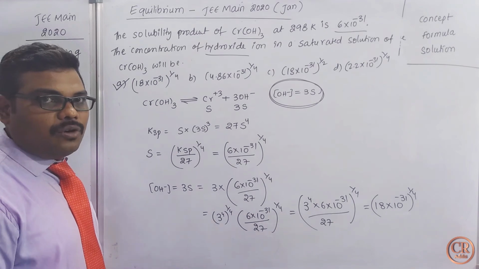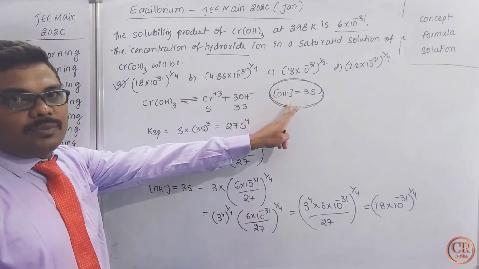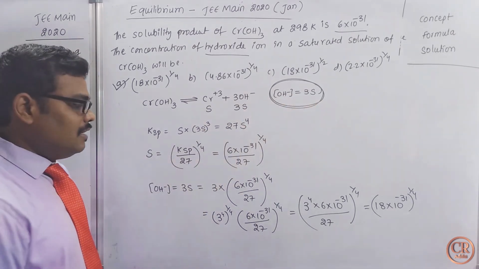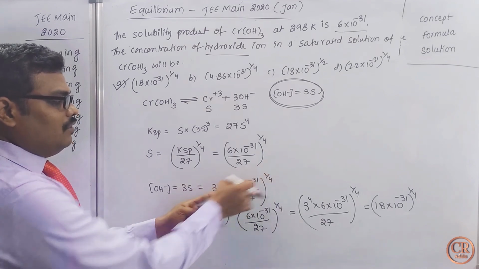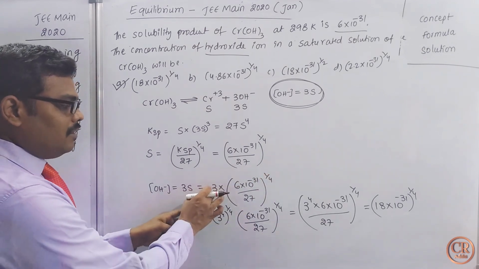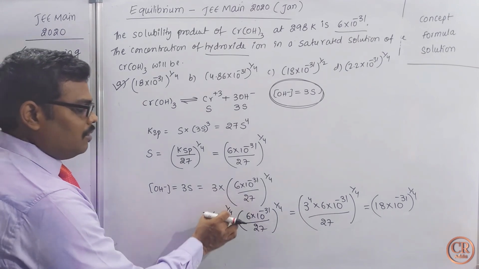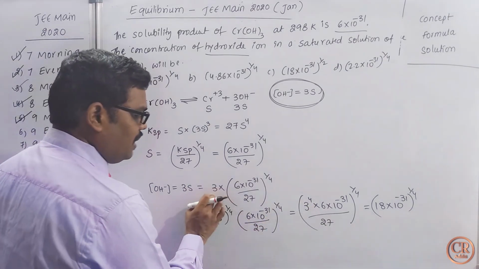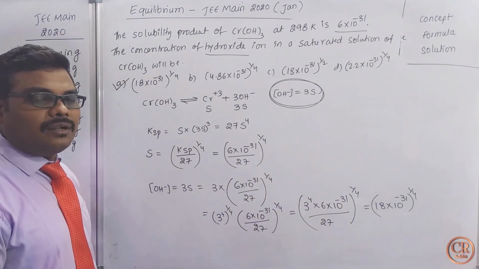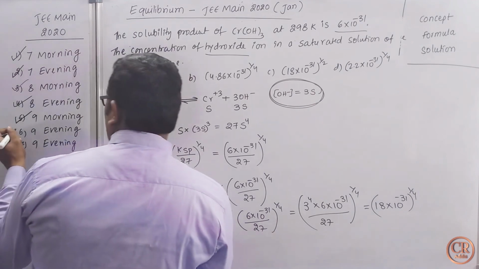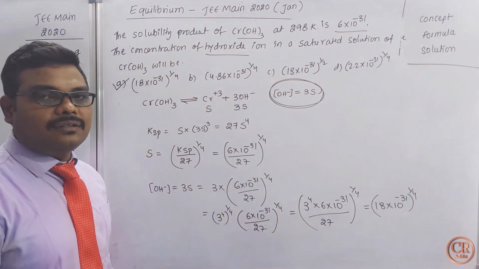So here we have to do only one thing, that is the OH- ion concentration, which is 3s. Substitute the 3s value here. But here the powers of 3 and this value are not the same, so you have to write 3 in terms of power 1 by 4. So 3 power 4 into whole power 1 by 4 is nothing but 3. Whenever I substitute it, I will get 18 into 10 power minus 31. This question was asked on 9th evening. Then we move to the next question.